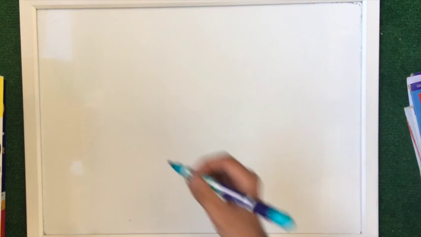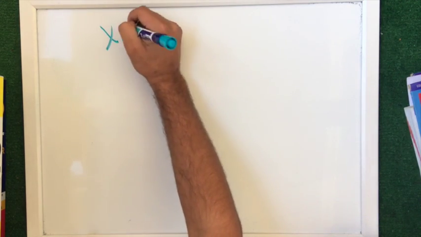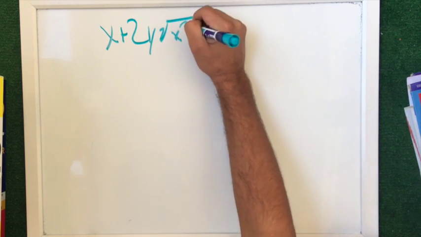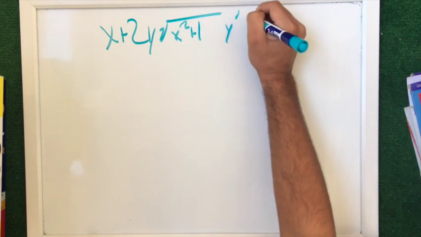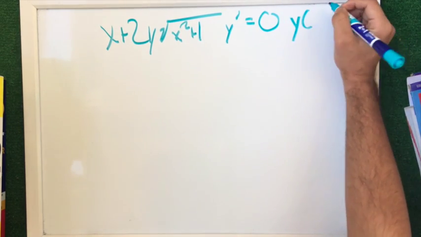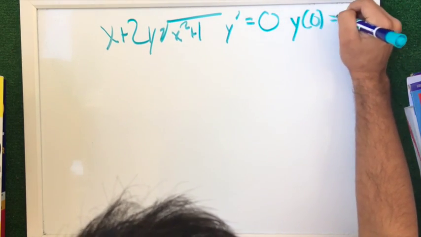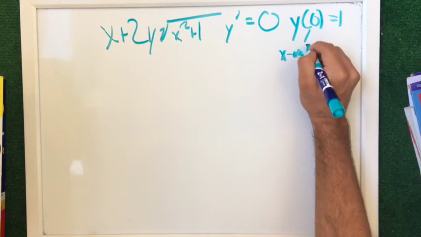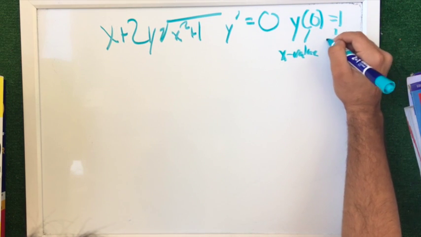The next problem that I have included is x plus 2y square root of x squared plus 1 times y prime equals 0. But we have an initial condition now, y of 0 equals 1. This is our x value, and this is our y value.